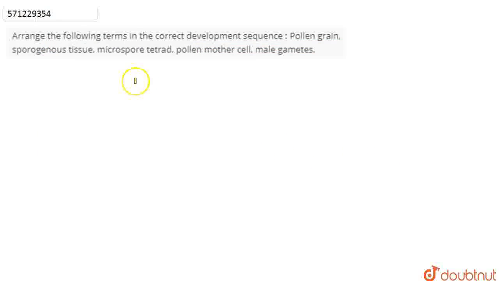If we talk about this question, in this question you're asked to arrange the following terms in correct development sequence. So the terms given here are pollen grain, sporogenous tissue, microspore tetrad, pollen mother cell, and the male gamete.